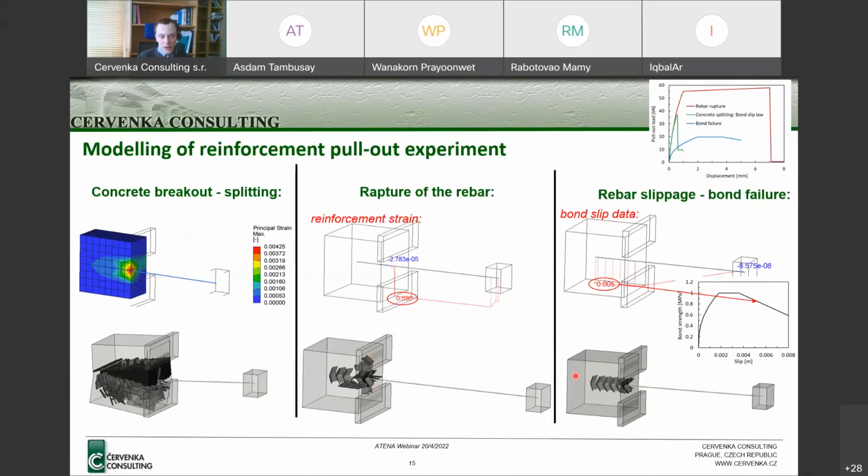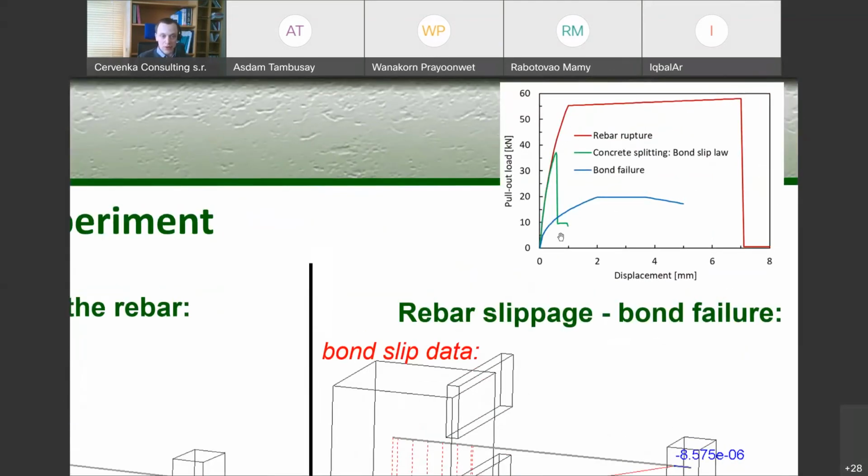And finally, if the failure mode is the slippage or the bond failure, the variable you should plot in ATENA is the bond slip, and compare it with the bond slip function you defined. And typically on the LD diagram, you will see something which resembles the bond slip function you give to the reinforcement. So in this case, it's the blue curve.